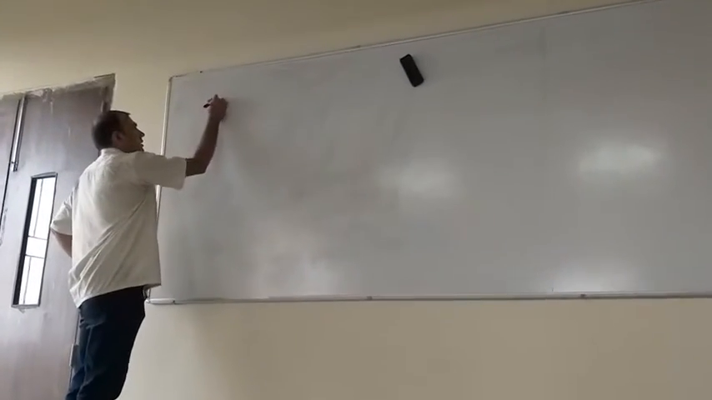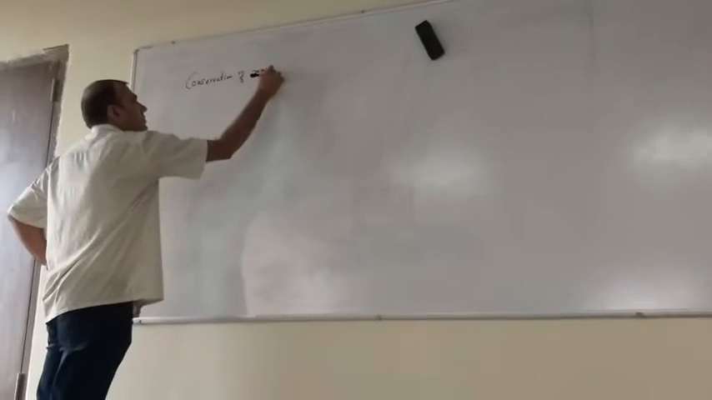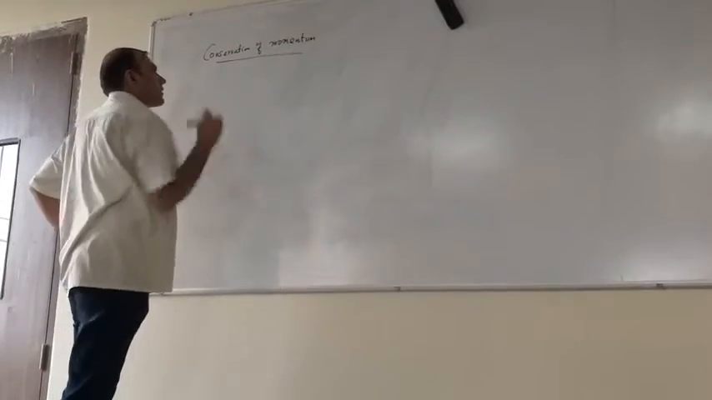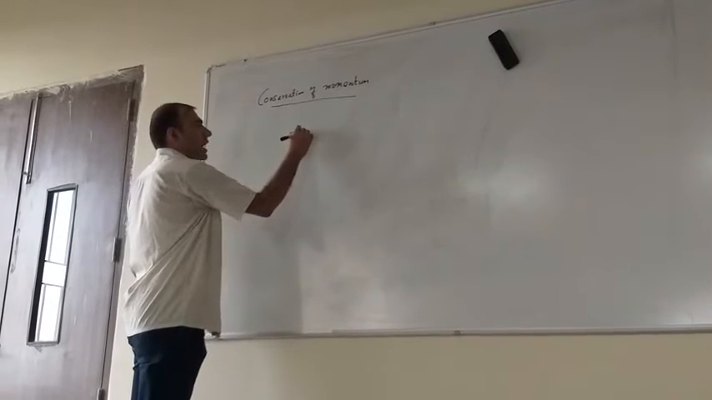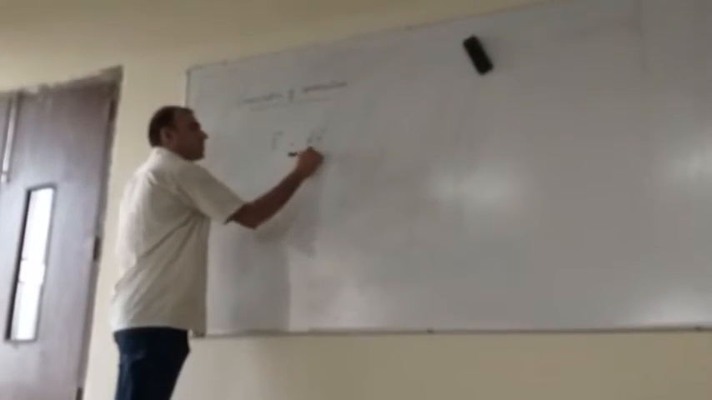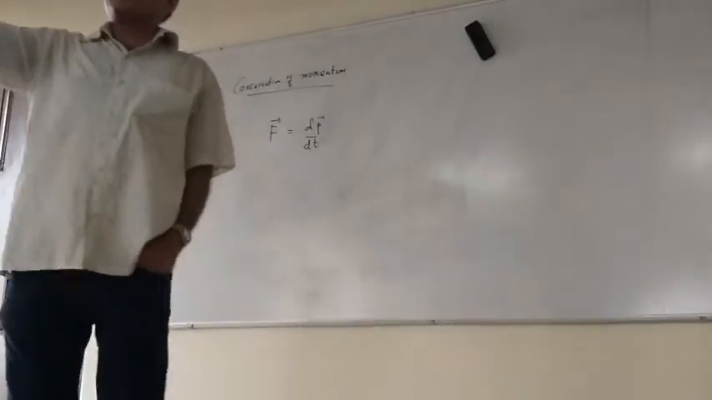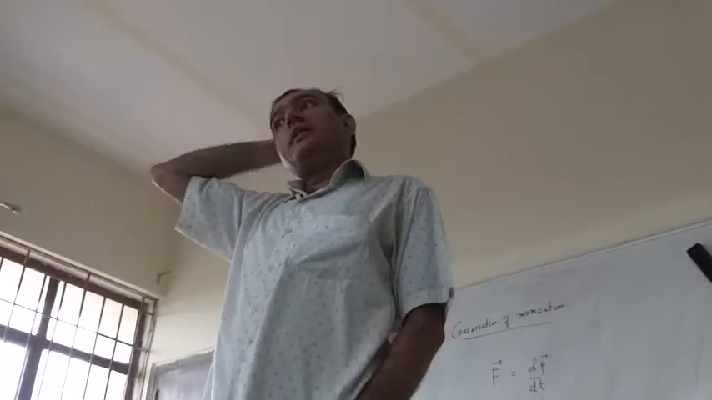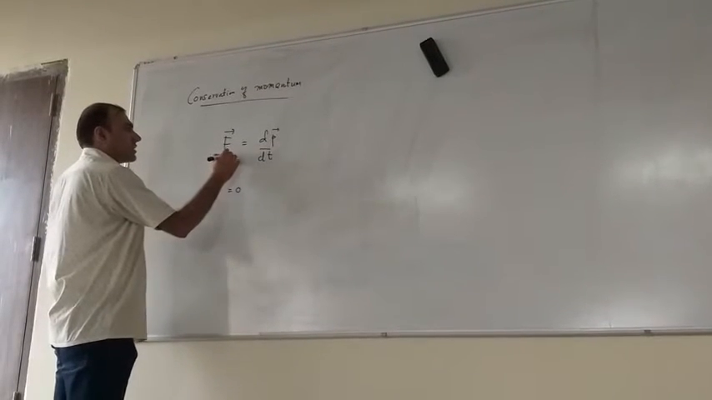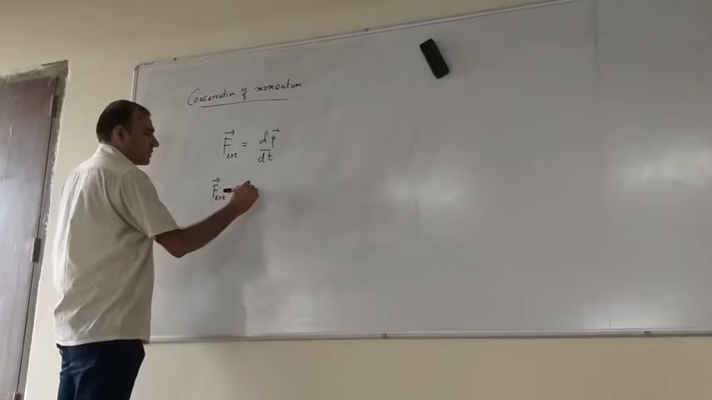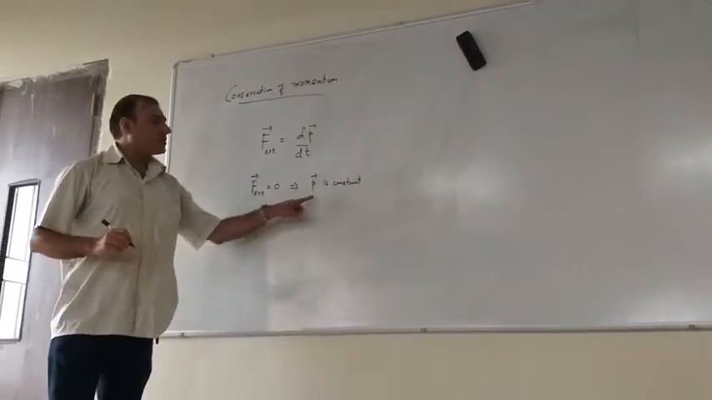Okay, so conservation of momentum. Just to remind you of the statement of the law of conservation of momentum. From Newton's second law, we have force to be the rate of change of momentum. So if the net external force F acting on the system is 0, then dP/dt would be 0. If F equals 0, this is like the external force being 0, that would imply that P is constant. So essentially that's the statement.